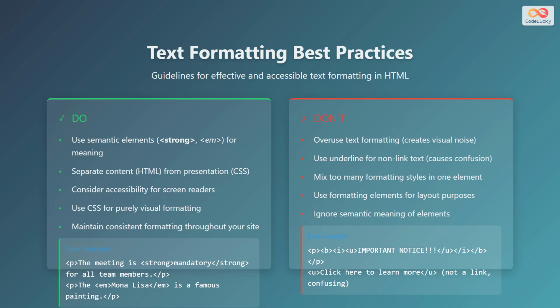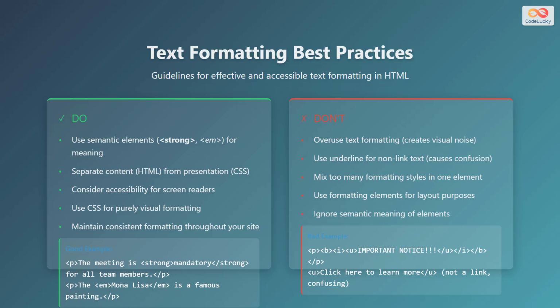Let's review the best practices for HTML text formatting. It is important to follow guidelines for effective and accessible text formatting in HTML. Here are some guidelines for what to do and what not to do. Use semantic elements such as strong and em for meaning. Separate content or HTML from presentation or CSS. Consider accessibility for screen readers.